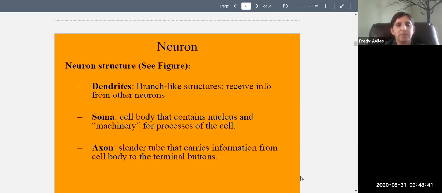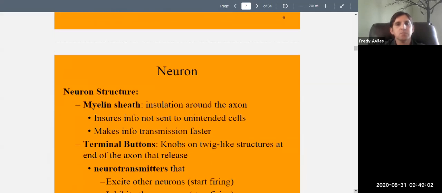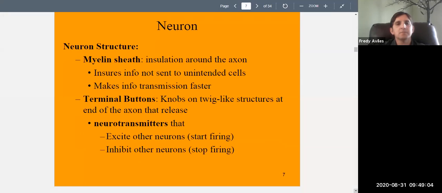The axon is that thing that looks like a tube that carries information from the cell body to the terminal buttons. And the information is basically electrical. It's an electrical signal that travels down the axon, just like electricity travels on a wire, on a copper wire. Let's keep going. More about the neuron structure.